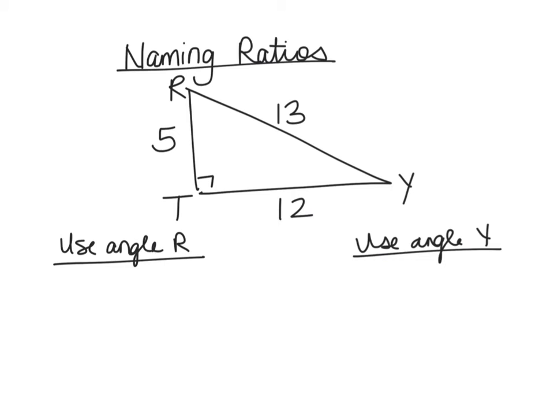So the first thing I want us to do is name all the ratios, so sine, cosine, and tangent, using angle R. So what I mean by that is we're going to put theta up here in the R spot. So now that I've got theta there, I need to label my 3 sides. So 13 is the hypotenuse. And then 12 is the opposite side because it's across from the R, which means 5 must be my adjacent side.